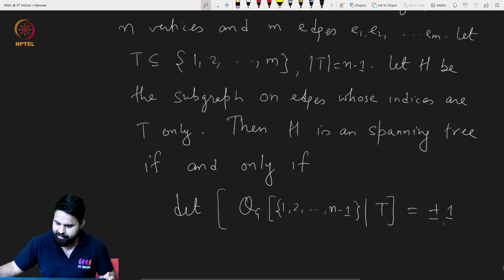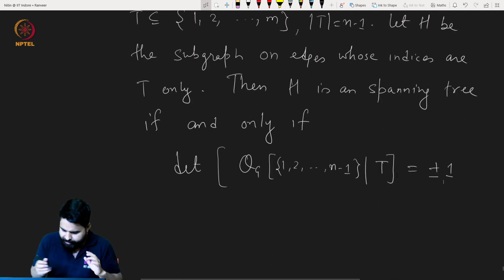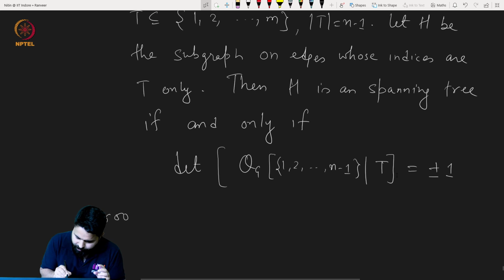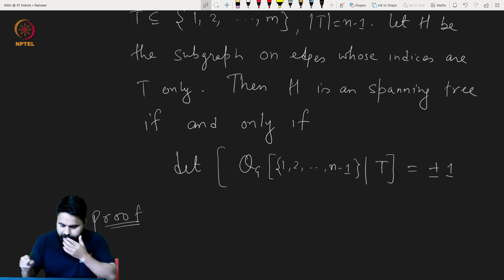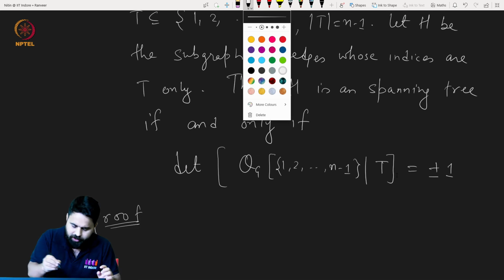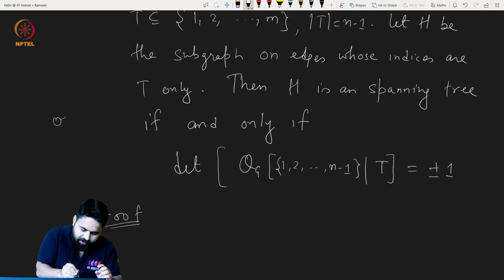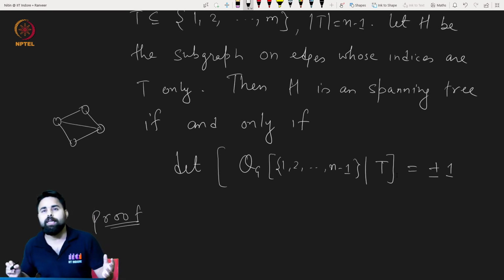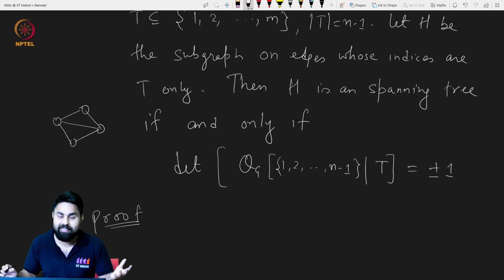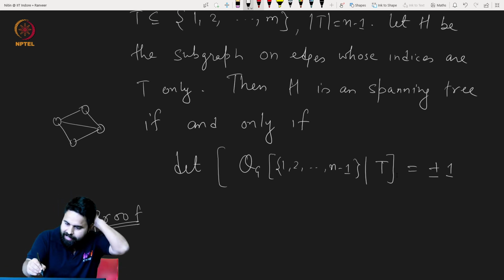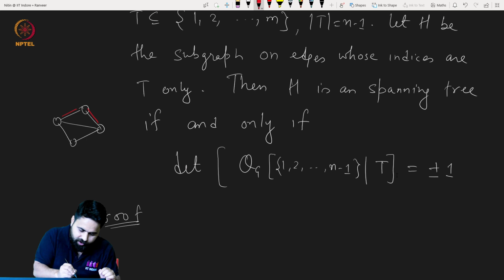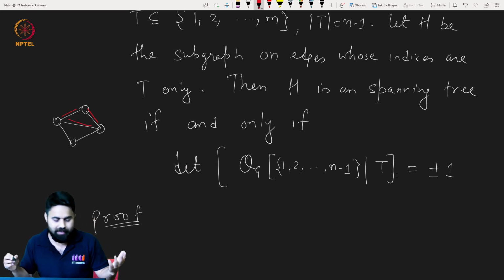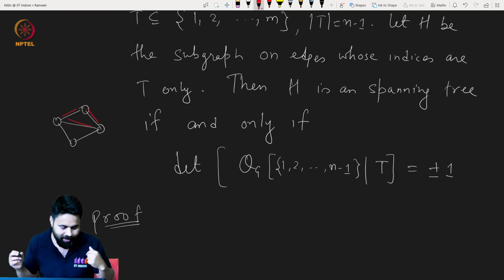So let me write the proof of it, but before proving, let me give what we mean by this statement. Suppose the graph is the same. There are 4 vertices and you have to choose 3 edges, because n minus 1 edges. Suppose you are choosing these edges. Of course, these are not forming a spanning tree. They are not even forming a tree at all.